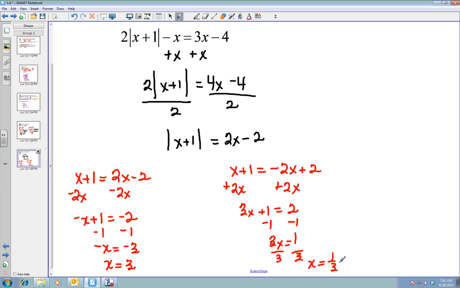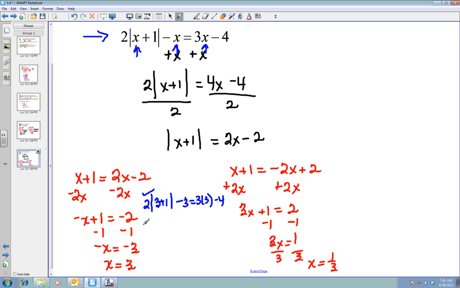So now we need to check. Either 3 or 1/3 is going to be our answer. So when we check, here's my check mark. We always put it back. I'm going to put it back into this original equation. So I'm plugging 3 in place of all of these x's. Okay, so I'm going to say 2 times absolute value of 3 plus 1 minus 3 equals 3 times 3 minus 4. I'm plugging 3 in place of all of these x's.